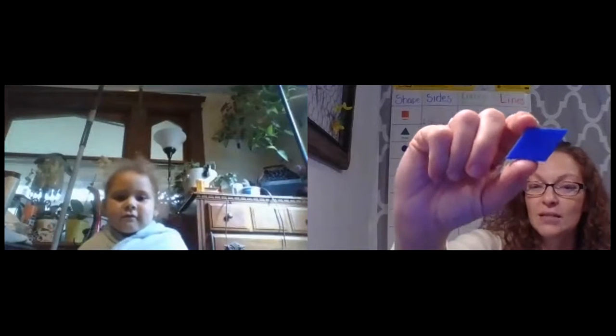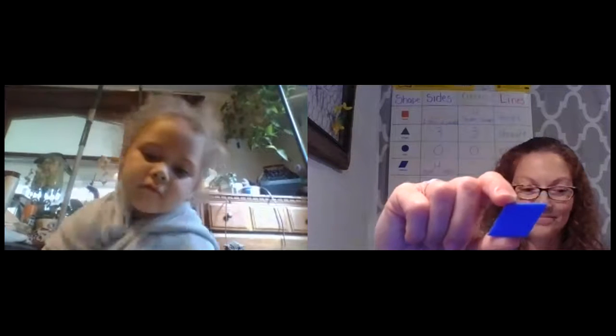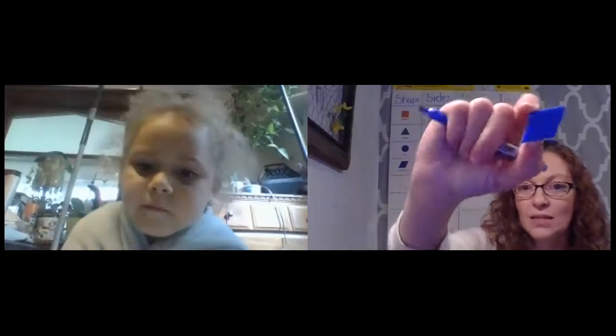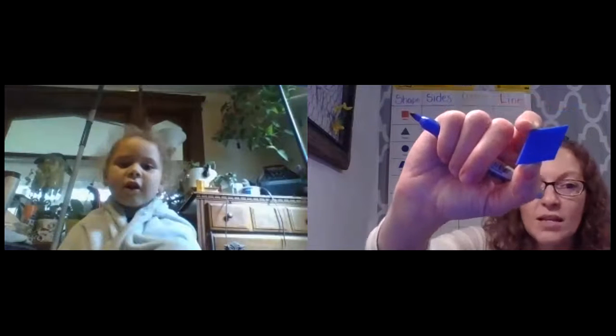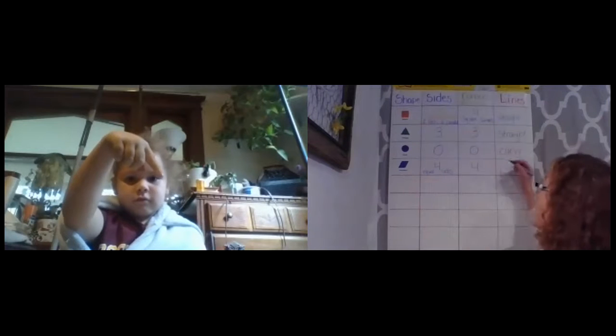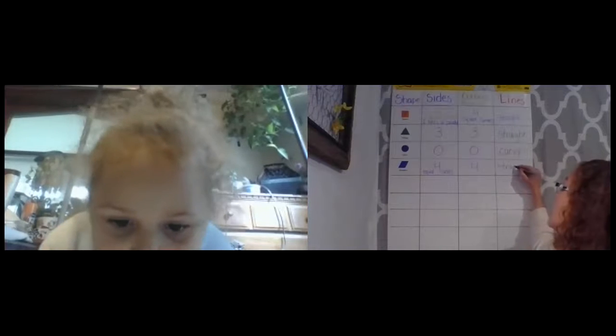All right, so let's check out the corners. How many corners or vertices does the rhombus have? Good job, 4. And let's look, are the lines curvy or are they straight? Are they curvy like a circle or are they straight? They are straight, absolutely. Wow, so far we've only had 1 curvy. That circle is crazy.